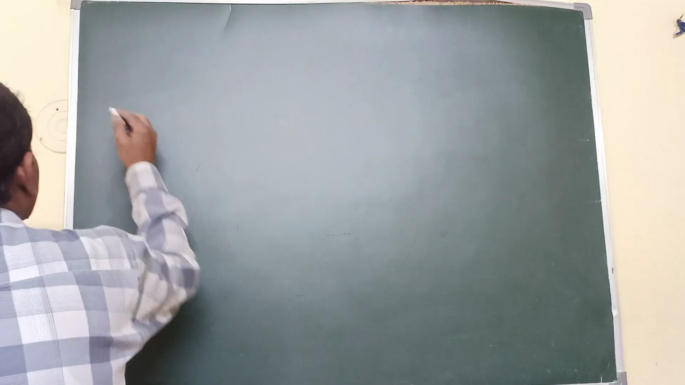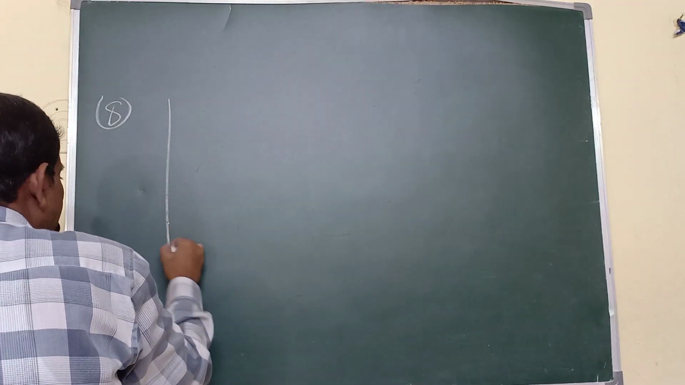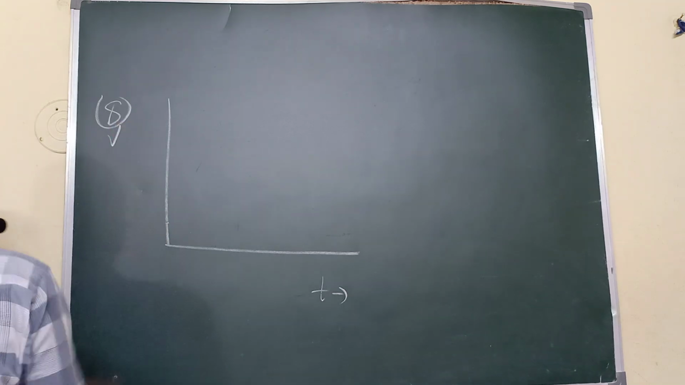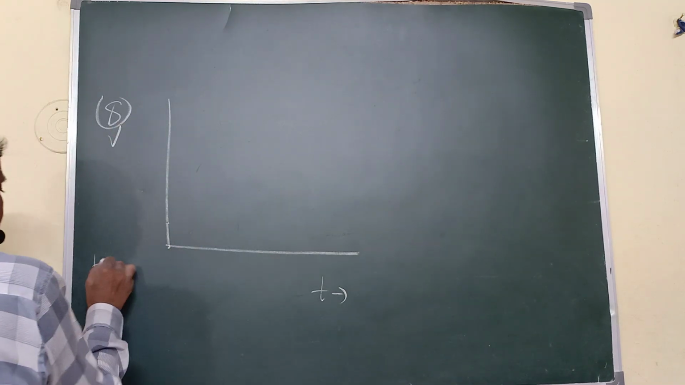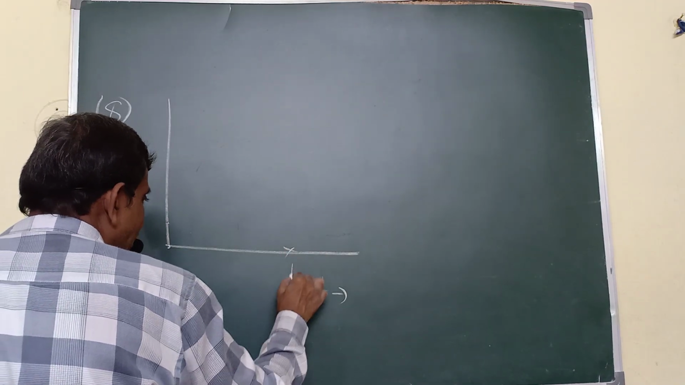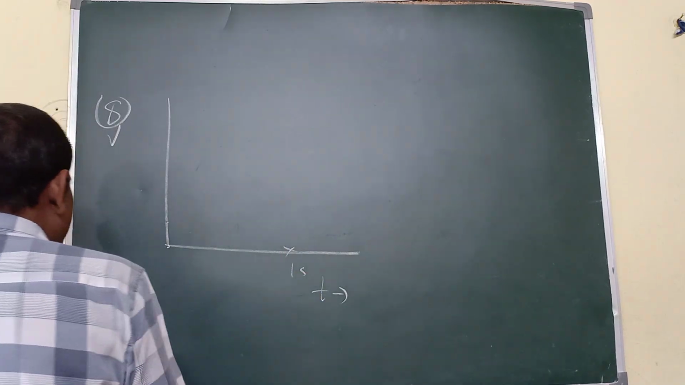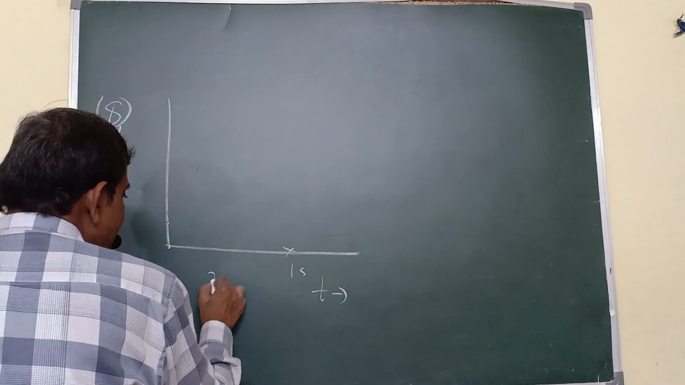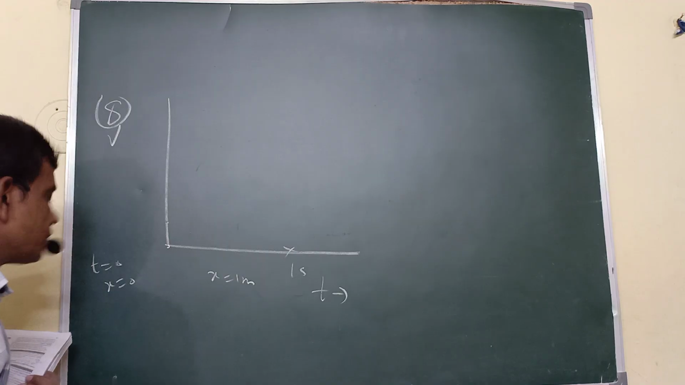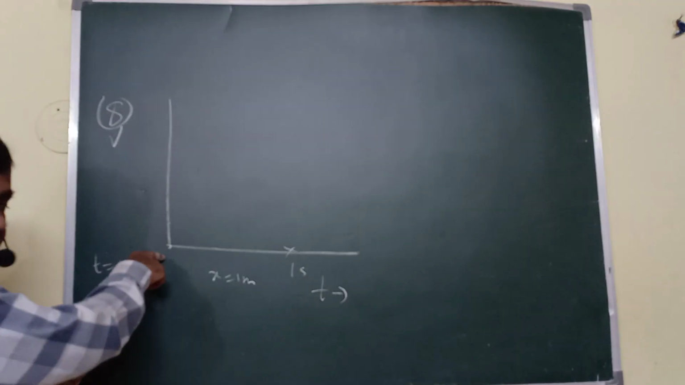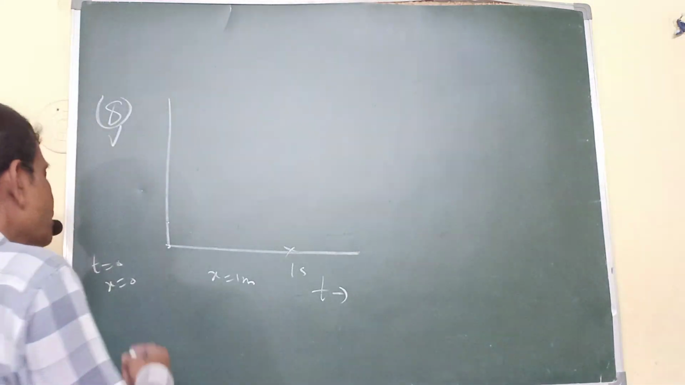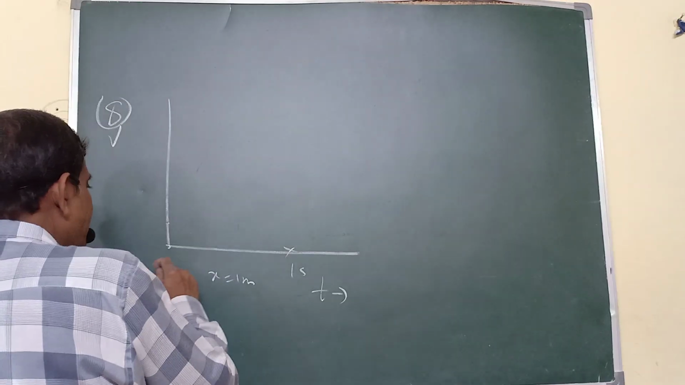Now, here this is the time and this is the velocity. At t equal to 0, x equal to 0 is given. Take t equal to 1 second. At that time, what is the x value? x is also 1 meter. So finally, initially it is at rest, and after 1 second it is also at rest. That is the information.